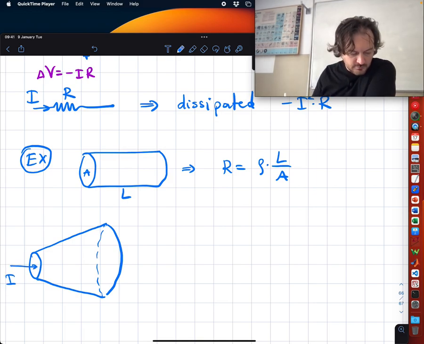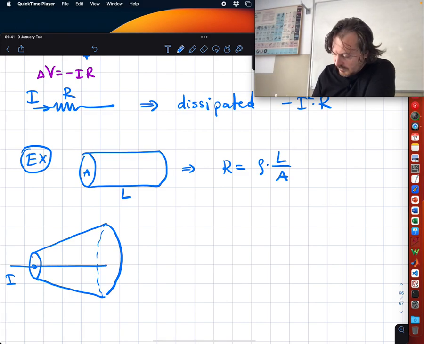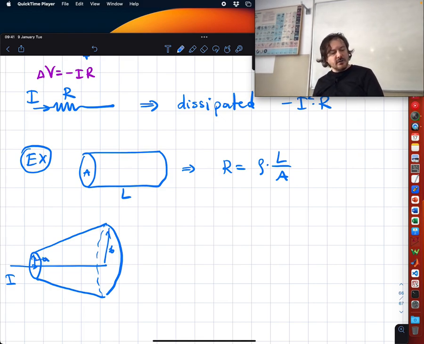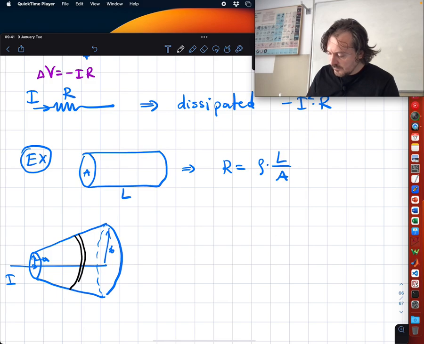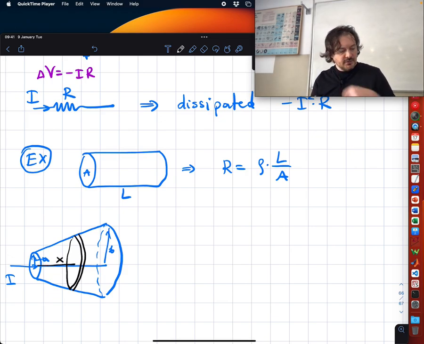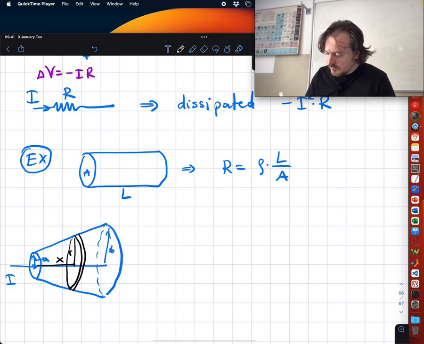Integral? Yes, there will be an integral here. This is B, this is A. Let's find the resistance in that direction. You can think of it as tiny conductors put together. We basically have a distance, let's say distance x, and at a distance x you have some r. And let's call this one dx.